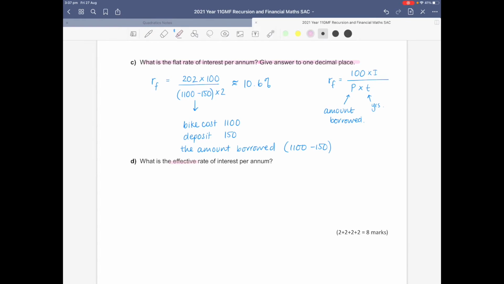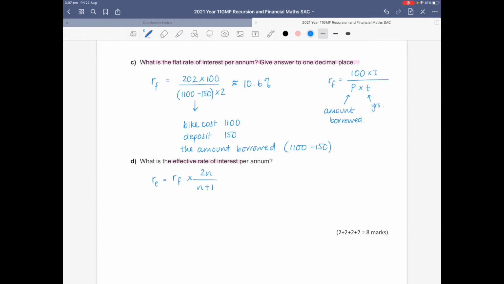The last question for this particular question says, what is the effective rate of interest per annum? So, the effective rate of interest, again, if I'm referencing our formula sheet, then RE is equal to RF times 2n divided by n plus 1. So n is the number of payments.